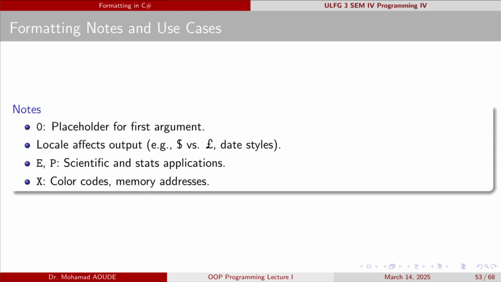Some important notes on formatting. The 0 placeholder represents the first argument in WriteLine. Locale affects not just currency but dates and times too. E and P are great for scientific and statistical outputs. X formatting is often used in color codes, memory addresses, and technical fields. Formatting helps your program communicate data effectively and clearly.